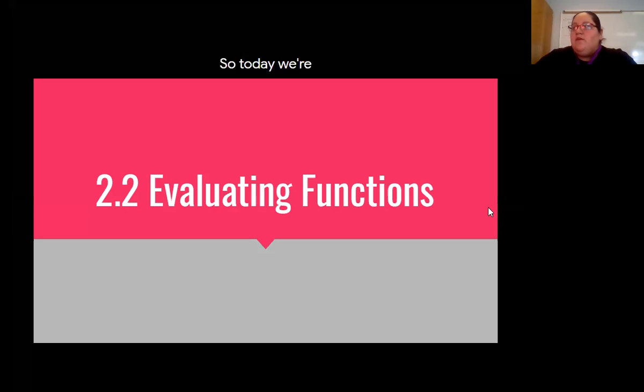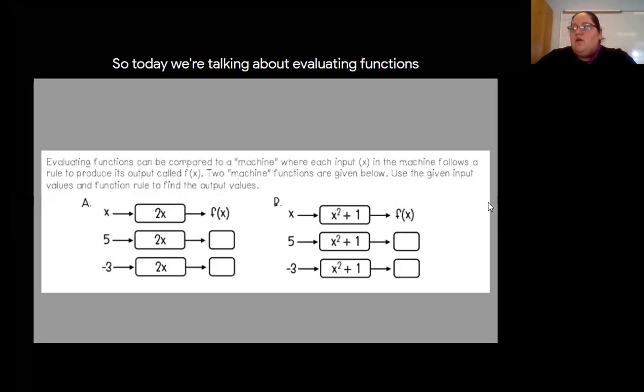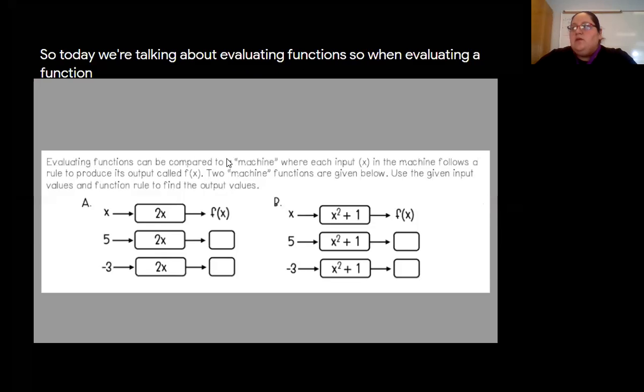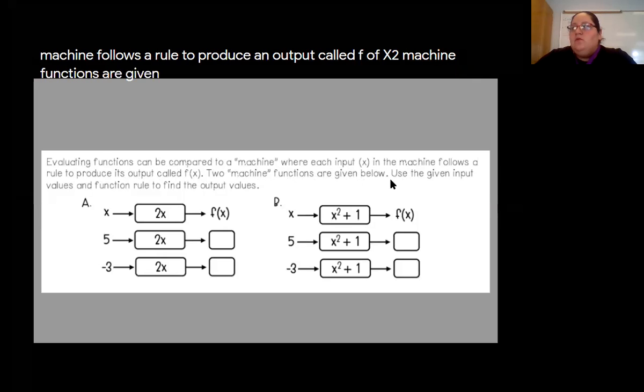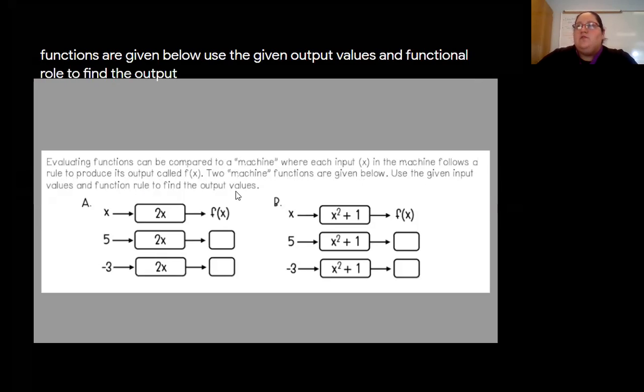So today we're talking about evaluating functions. Evaluating functions can be compared to a machine where each input x in the machine follows a rule to produce an output called f of x. Two machine functions are given below. Use the given output values and function rule to find the output values.